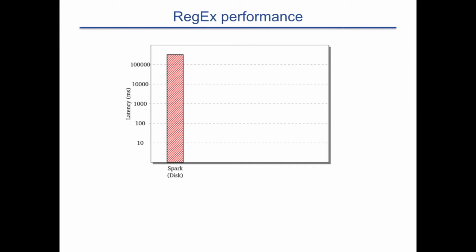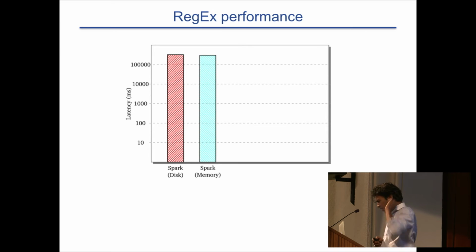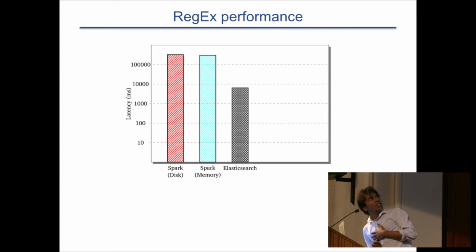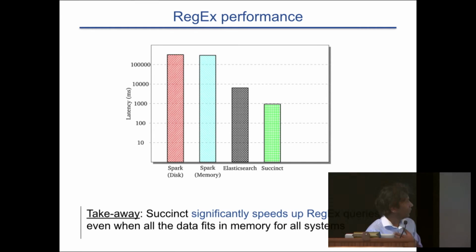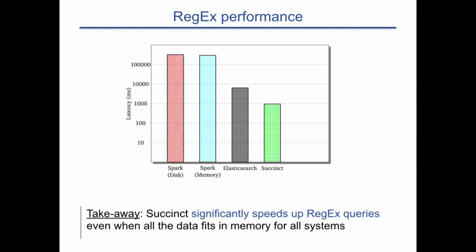Again, the same kind of plot. We have Spark on disk, and again the y-axis is on log scale. With Spark in memory, there's not too much benefit, because it's pure scans, so we don't get much benefit when we keep Spark in memory. Elasticsearch is still faster, almost 20x faster. So it's getting close. Again, once you run with Succinct, you get much more benefit, almost 7x better. So you can do regular expressions on Succinct on Spark while getting memory benefits.